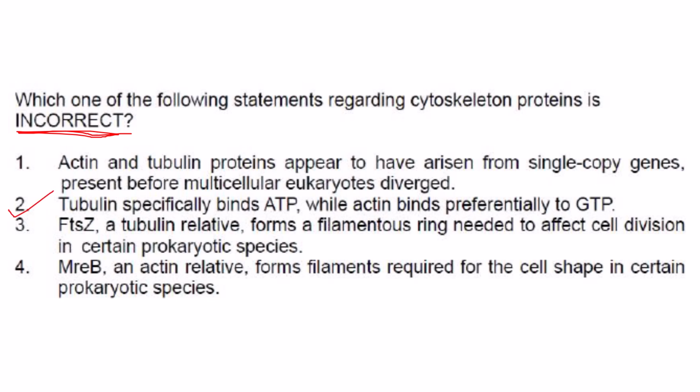Then FtsZ, a tubulin relative, forms a filamentous ring needed to effect cell division in certain prokaryotic species. Yes, that is also correct. FtsZ is involved in cell division in prokaryotes. Then MreB, an actin relative, forms filaments required for cell shape in certain prokaryotic species. That is also correct.